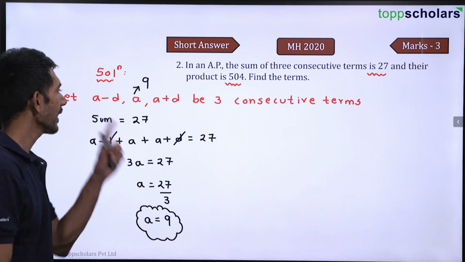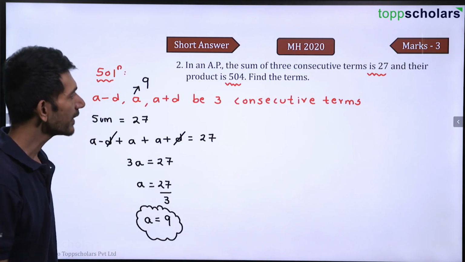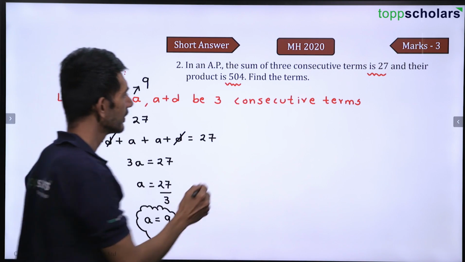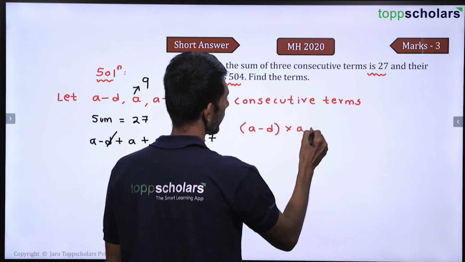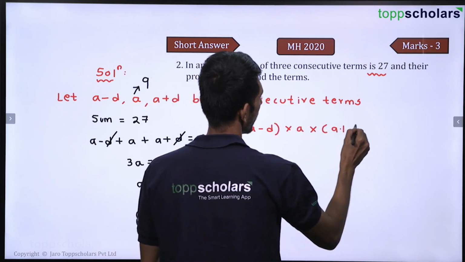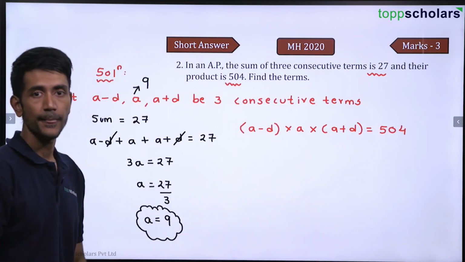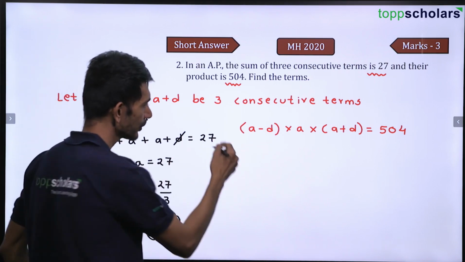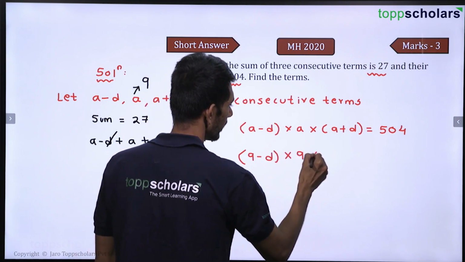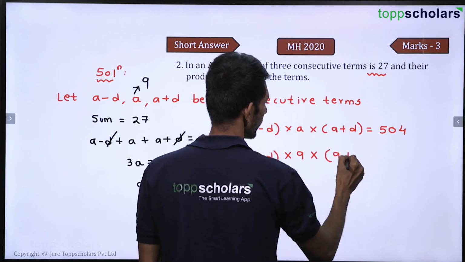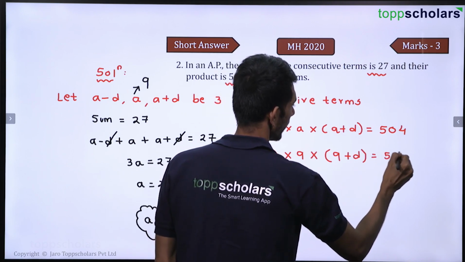I hope this is clear. We have a minus d, a plus d, and a is 9. Now it says their product is 504. So product means multiplication. So can I say a minus d into a plus d is 504? Correct? This is given. Now a we already know it is 9. So can I say here 9 minus d into 9 plus d, this is a, is equal to 504.